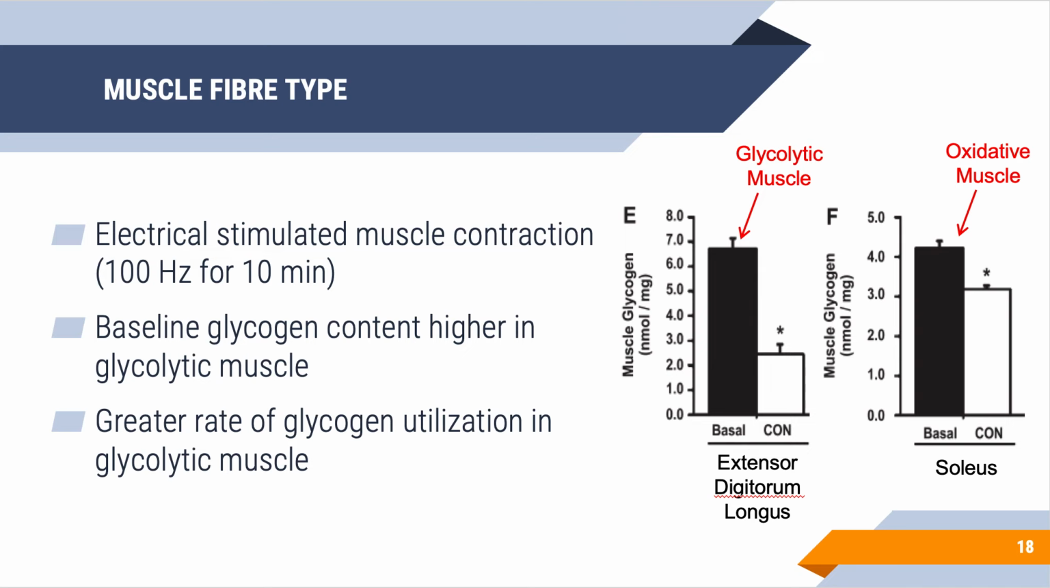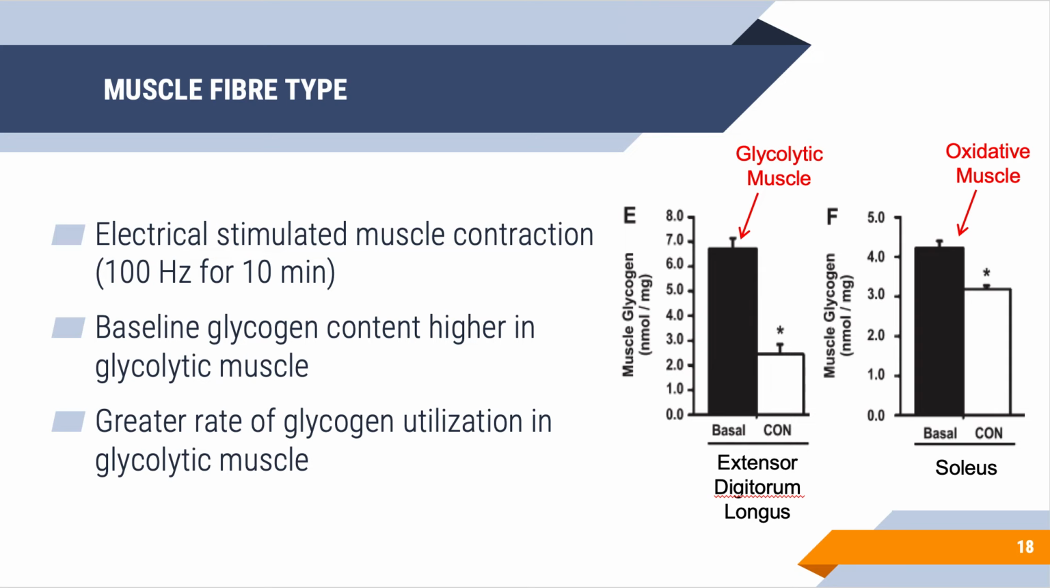While we're on the topic of muscle fibers, another thing to touch base on is the idea of muscle fiber types. So research exists where they look at electrically stimulated muscle contractions. And what they found is that, one, at baseline, glycolytic muscle fibers, so in this case, in a rodent, that would be the extensor digitorum longus that's typically used. Baseline glycogen content is higher in this glycolytic muscle compared to the oxidative muscle.